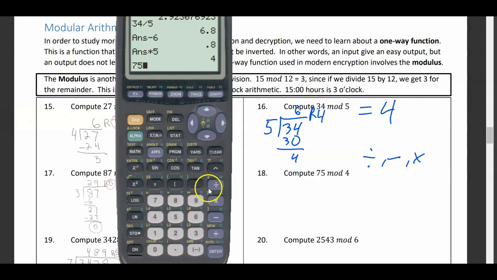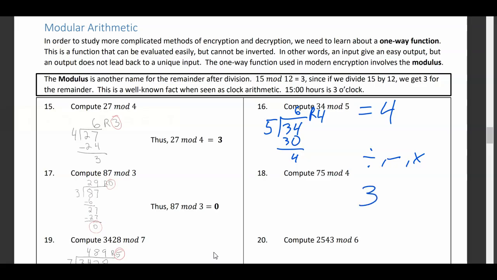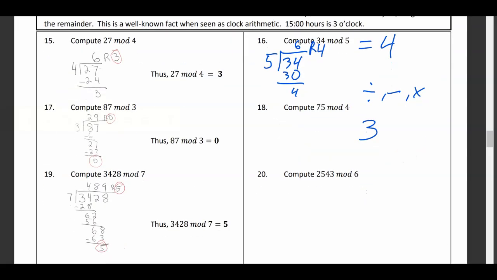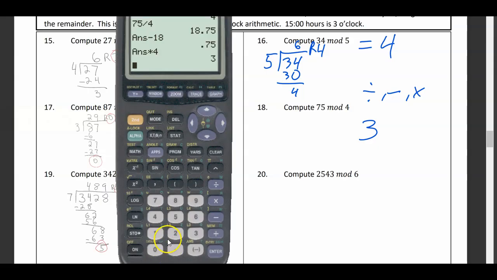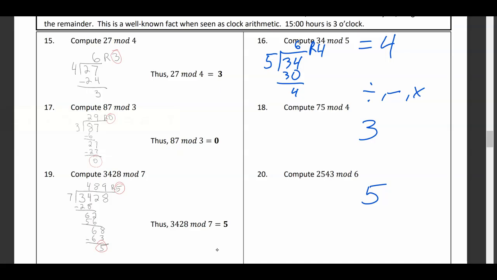So 75, divide by 4, subtract the whole number part, multiply by 4. 3. 25.43. Divide by 6, subtract the whole number part, and multiply by 6. 5. So what we're looking at is the remainder. We're using our calculator just because of how easy it is.